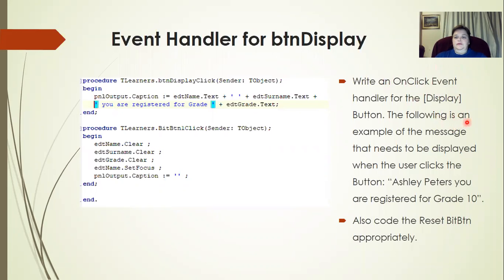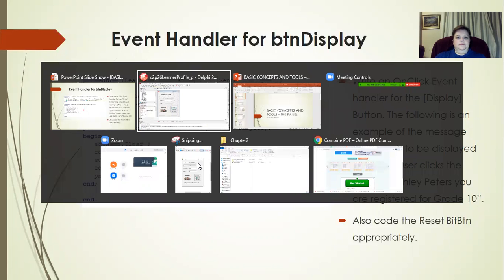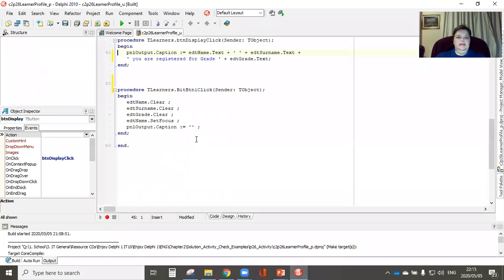What I would like it to do, the following is an example of the message that needs to be displayed when the user clicks the button. Ashley Peters, you are registered for grade 10. That is the typical example of what I want to display in my panel output. Also, I want you to be able to reset your bit button. Okay, so very easily, here is my code. So if I double click, you will see there is my display.